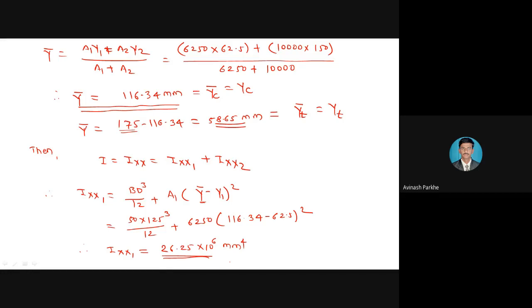10 raised to 4 or 10 raised to 6? Make the square of the bracket y bar minus y1 bracket square. 6, sir. Correct. Many times you are not making the square, therefore you will get the answer wrong. Therefore, please make the square. Y bar minus y1 bracket square is there in the formula. Yes, 26.25 into 10 raised to 6.